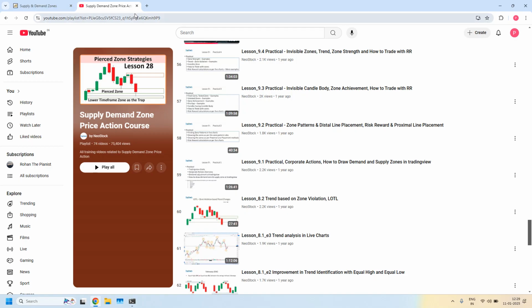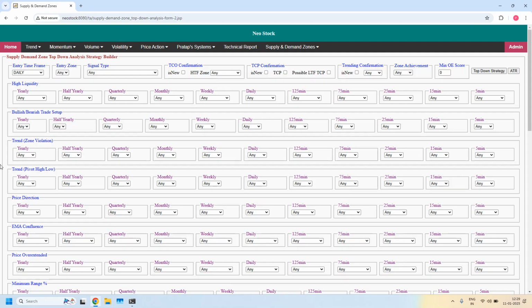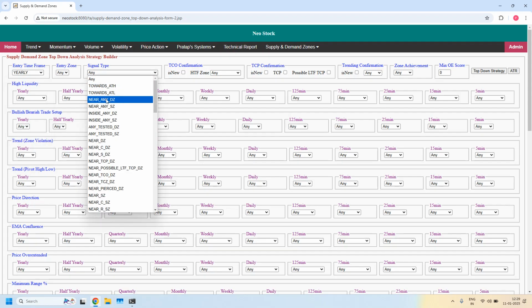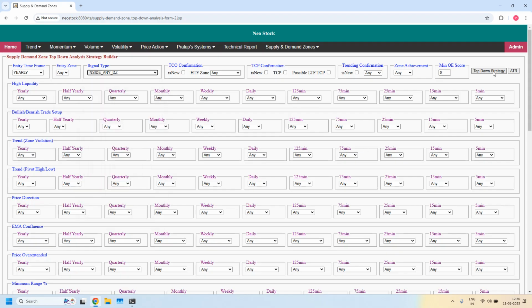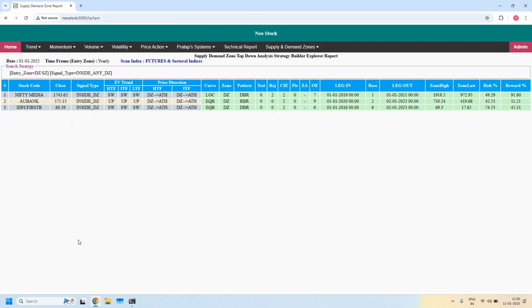Now let's get into the report generation with the help of NeoStock Software Supply Demand Zone Top-Down Analysis Strategy Builder. Okay, let us start with the yearly time frame. Let us find the stocks closed inside the yearly demand zone. 3 stocks are filtered. Currently price closed in these yearly demand zones.